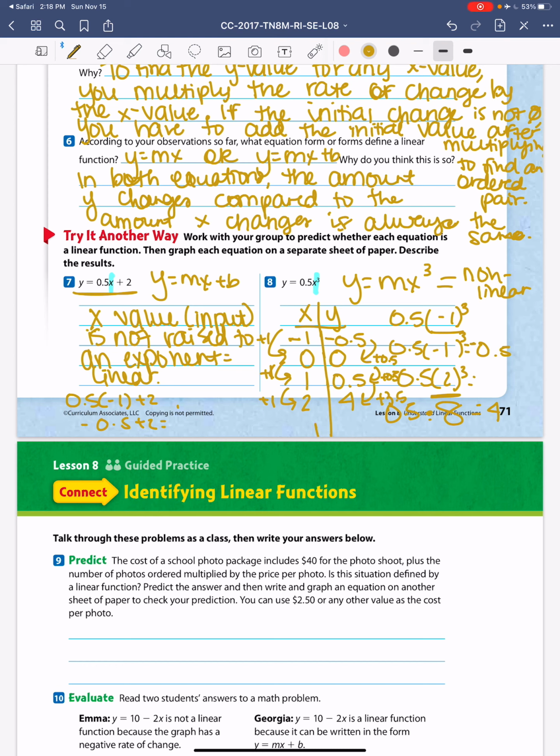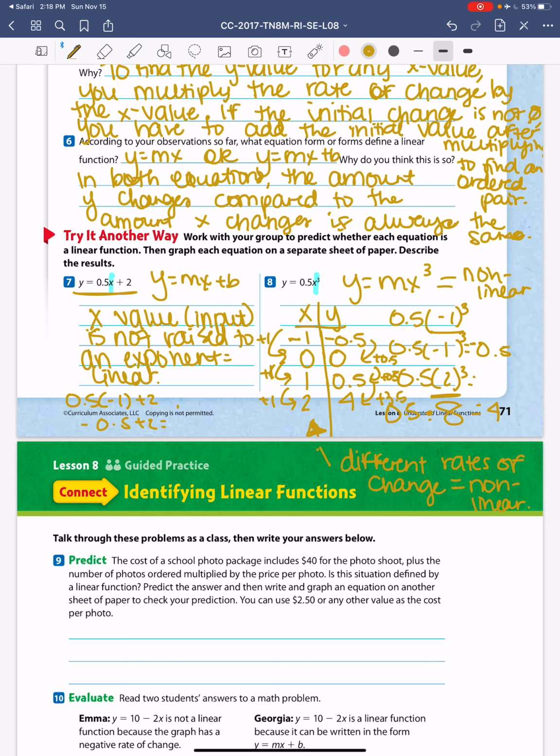Okay? So again, once I continued adding on x values, I started getting different changes in my y's. So I'd have different rates of change. And if I have different rates of change, that means that this equation or function is non-linear. Okay? And that is how you prove whether something is linear or non-linear.